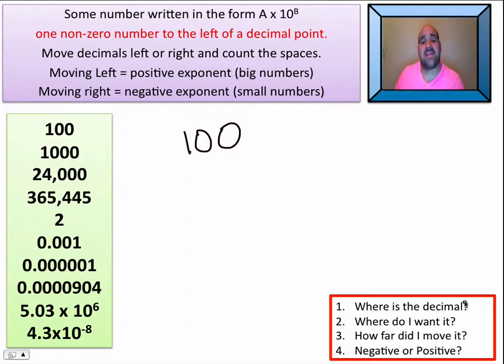The first question we want to ask is, where is the decimal? There isn't a decimal in this number, but that's because we didn't write it in. We don't write decimals unless we have to, but there is an assumed decimal right there, 100.0.